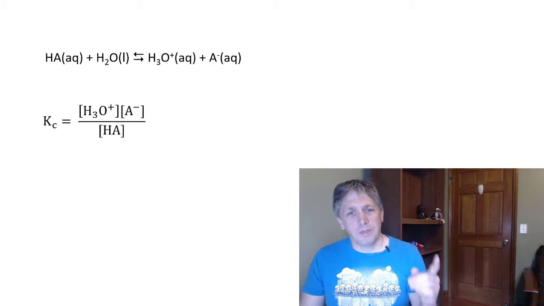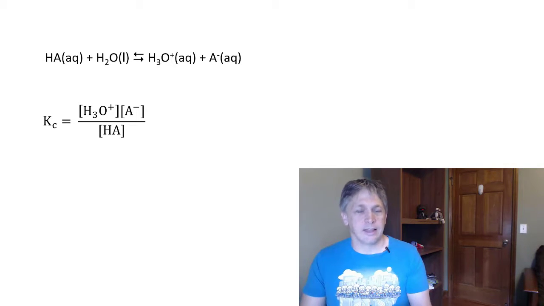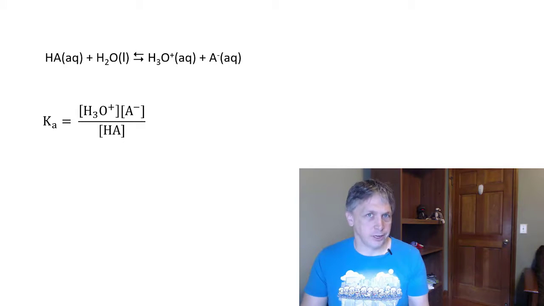So this equilibrium constant is so common for Bronsted acids that we give it its own special little symbol, Ka. And we call it the dissociation constant, or the acid dissociation constant. But don't let the new name throw you. This is still the same equilibrium constant as before, and we pretty much use it the same way we used equilibrium constants in the past.